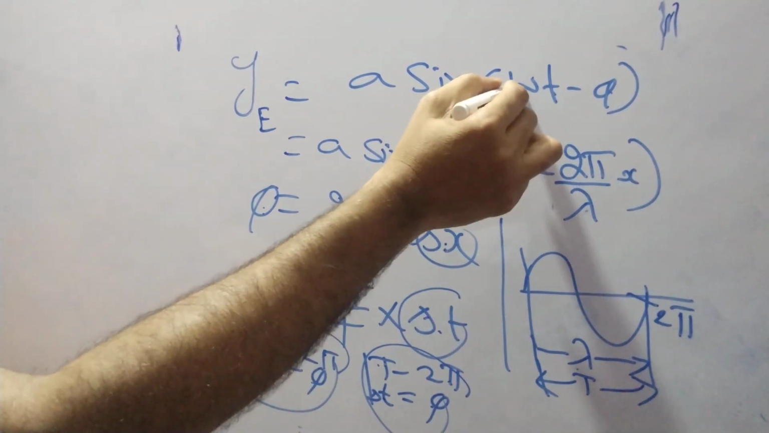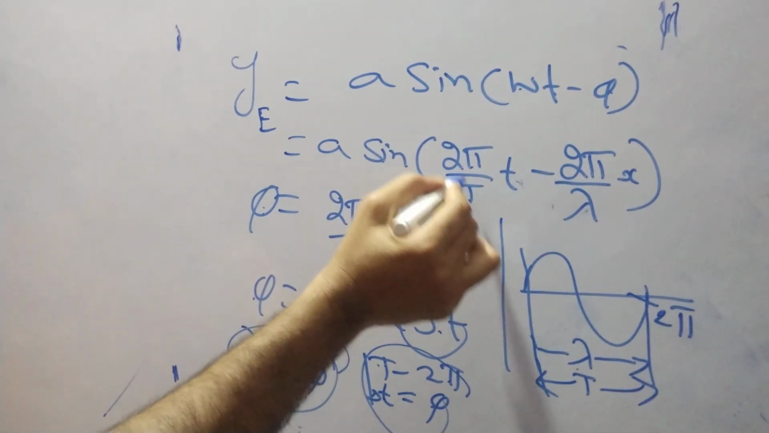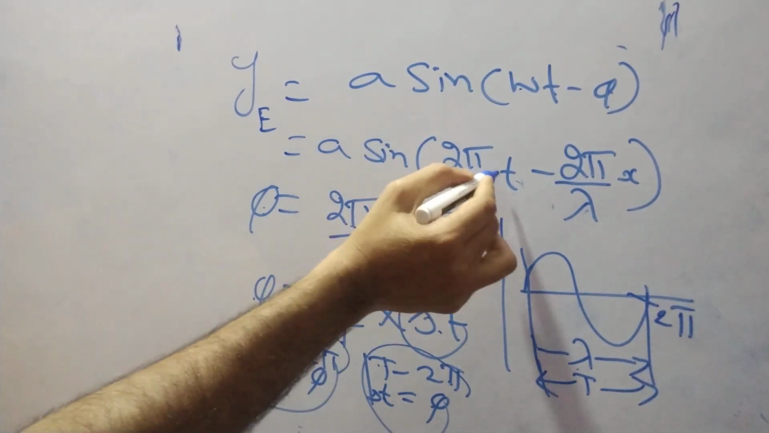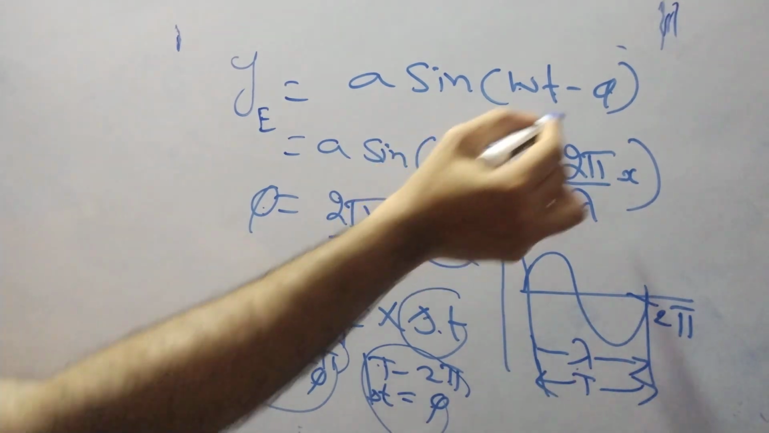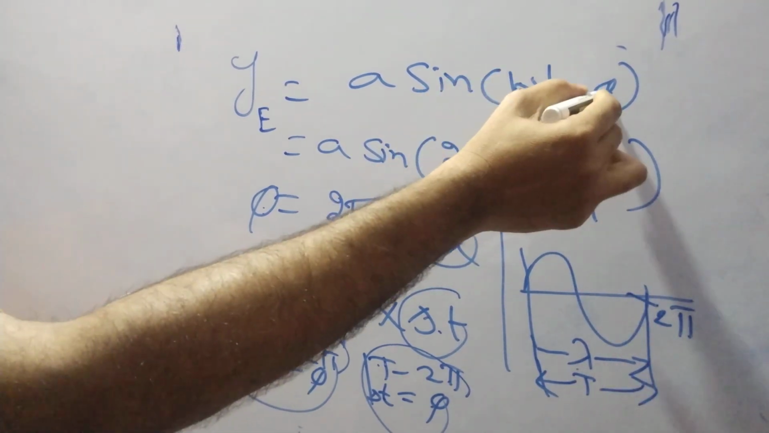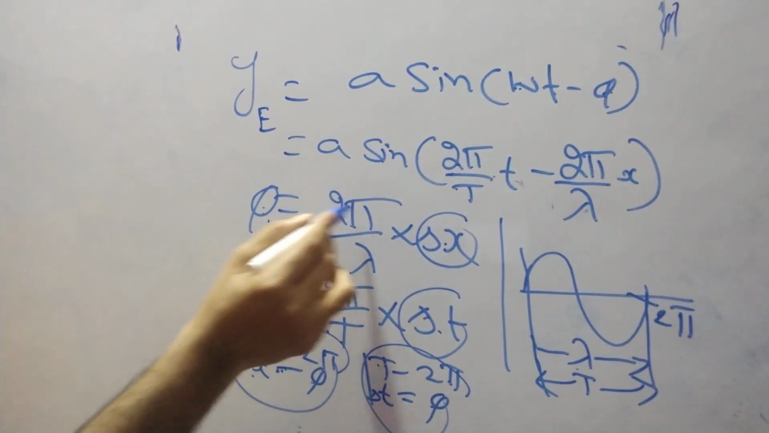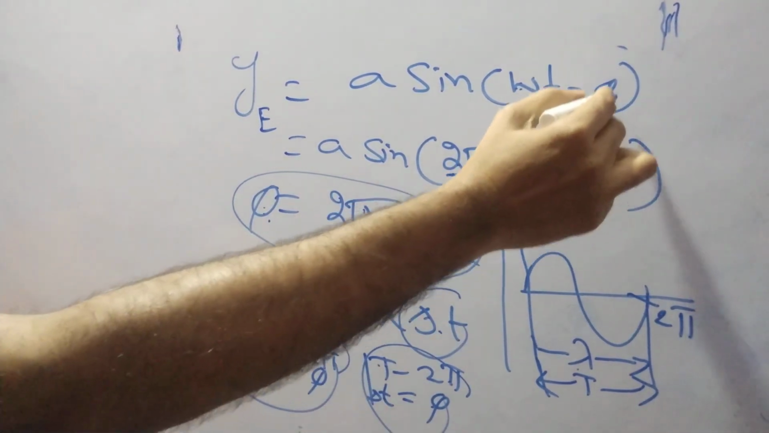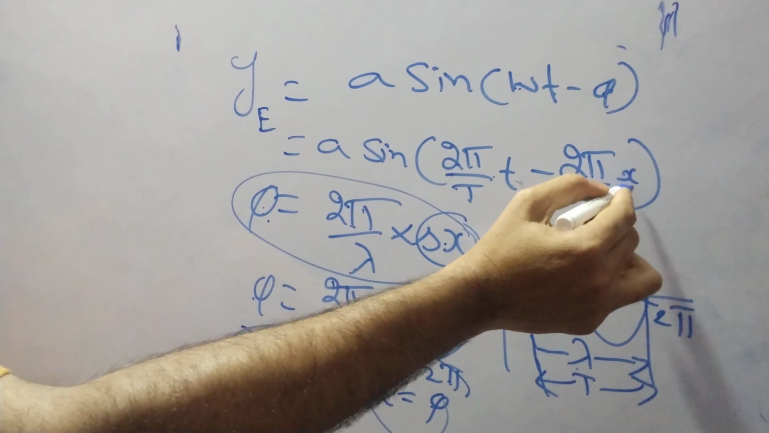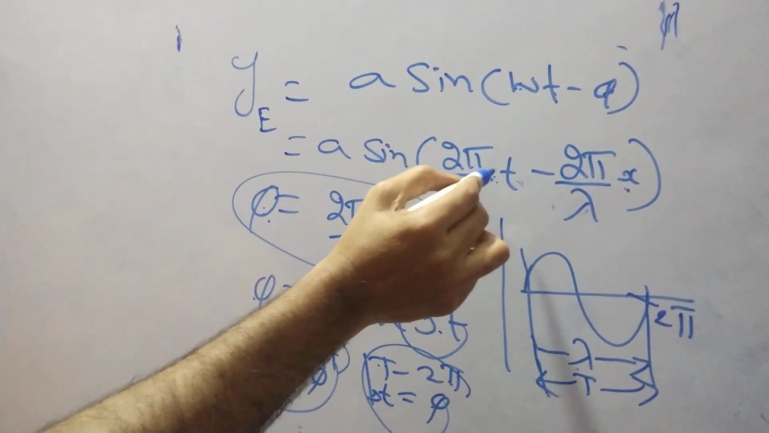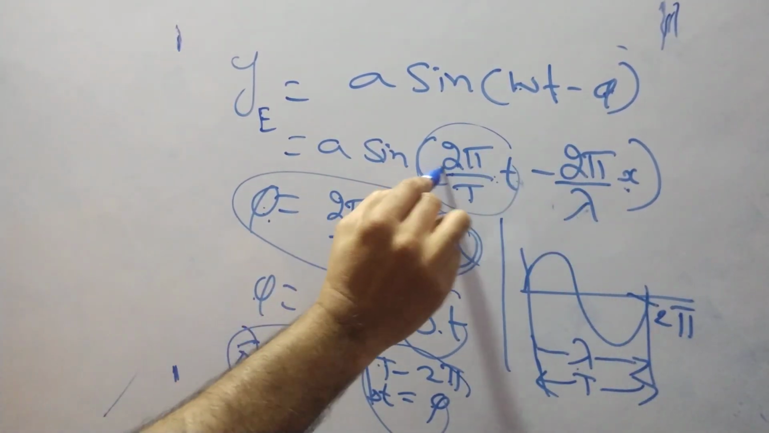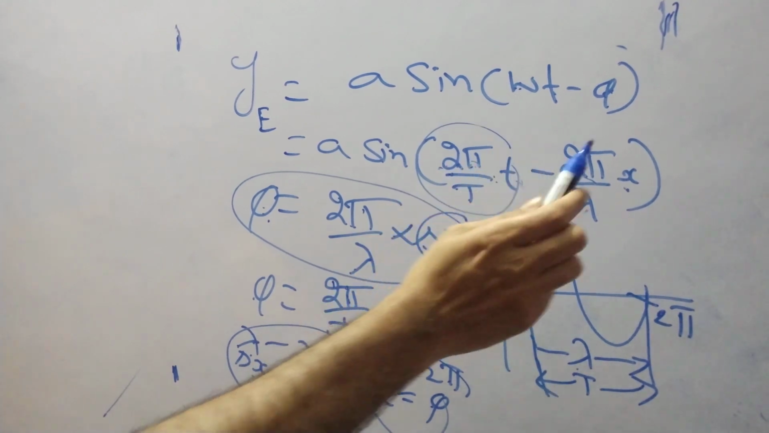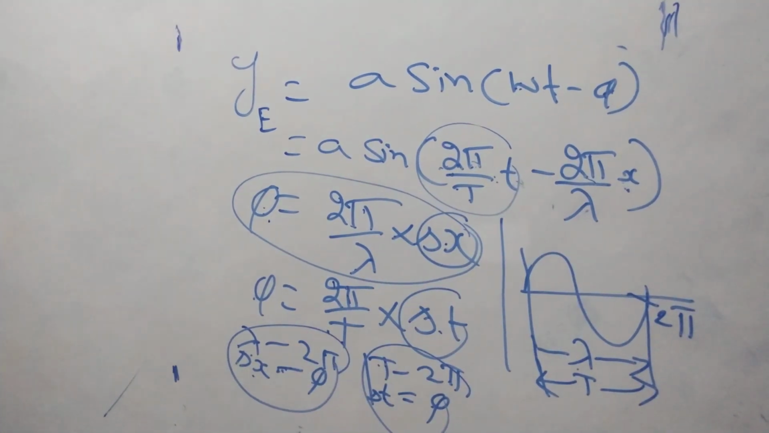So here I am writing this omega as 2 pi by T, naturally. This is the angular frequency. This phi is 2 pi by lambda into delta x. This is the phase difference with respect to path difference. This is with respect to time difference. So we got two here, time difference and path difference, right?